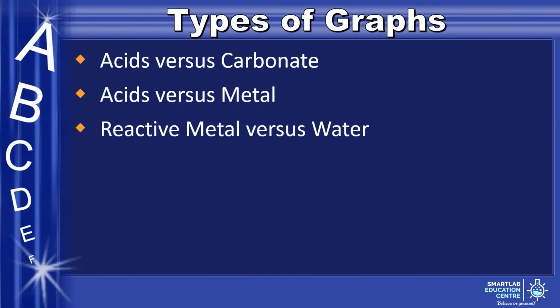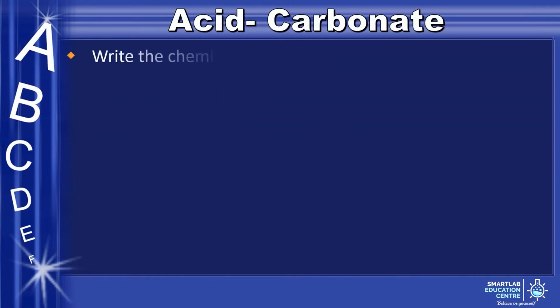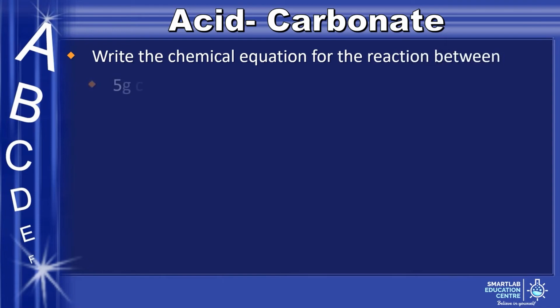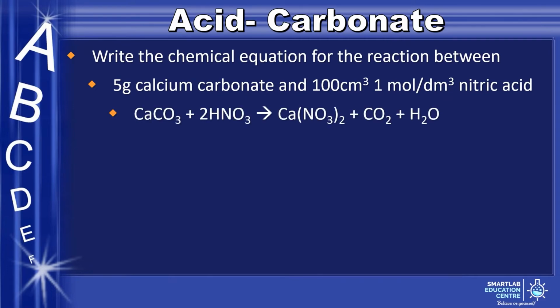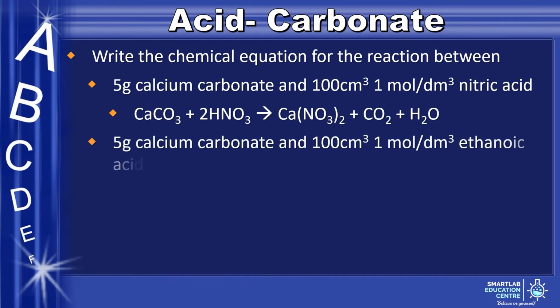The types of graphs we will be looking at are acids versus carbonate, acids versus metal, and reactive metal versus water. Firstly, try writing chemical equations for the reaction between calcium carbonate and nitric acid. It will be as seen below. Next, write the equation between calcium carbonate and ethanoic acid. The equation will be as seen below.